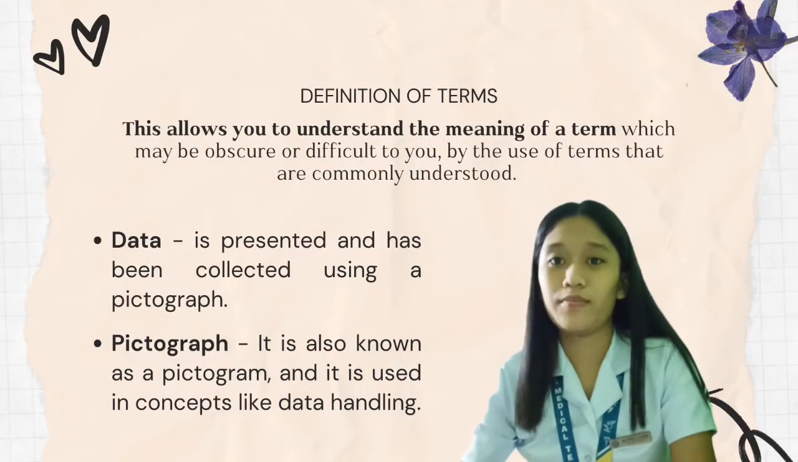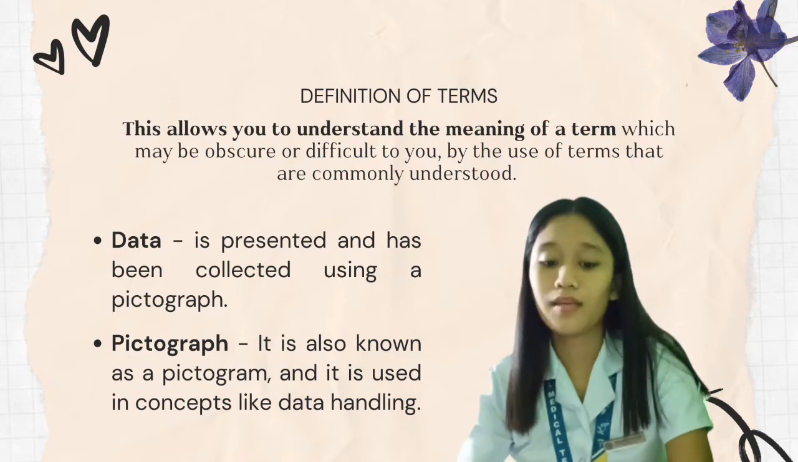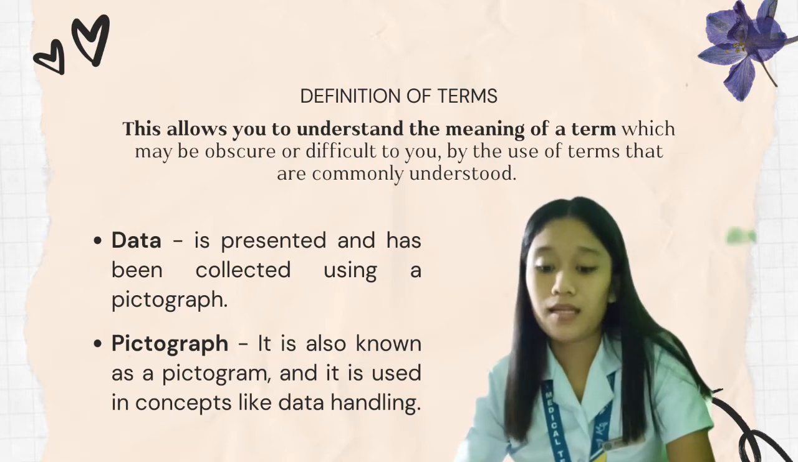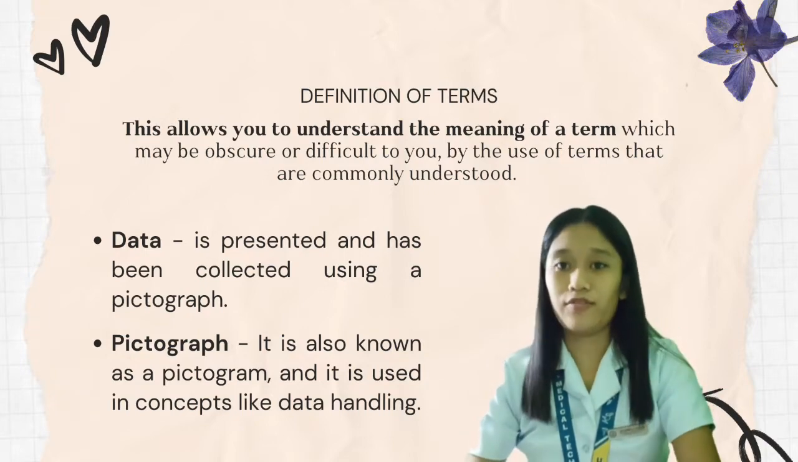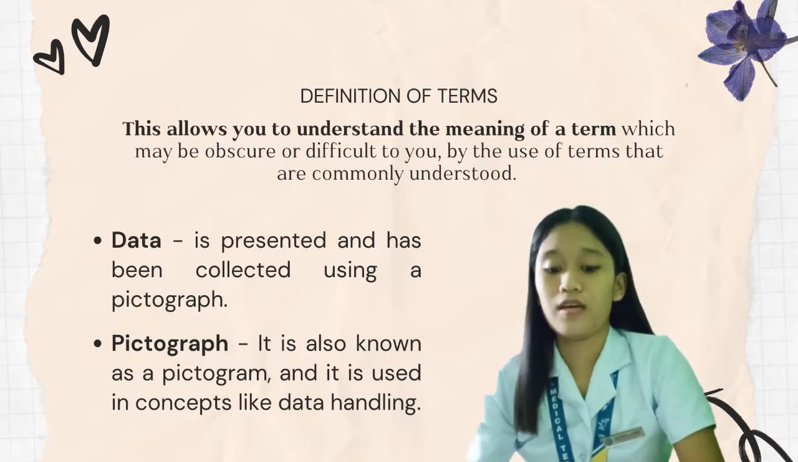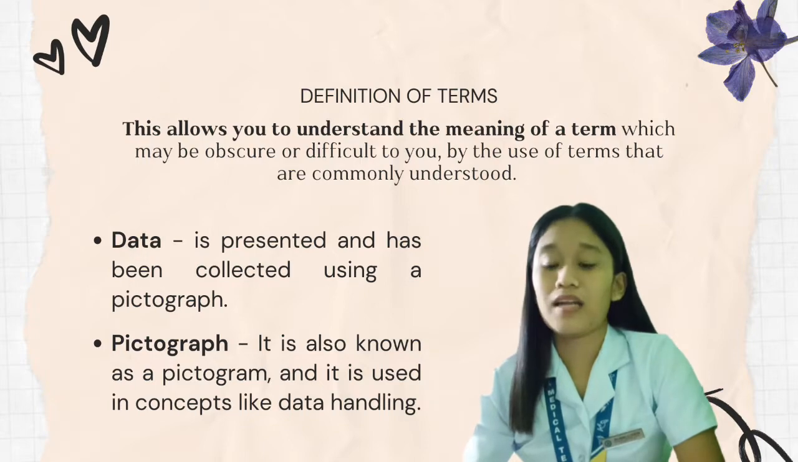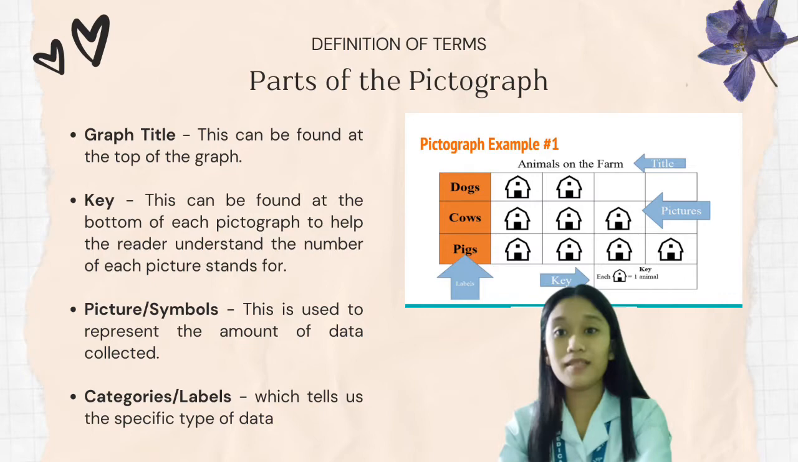For the definition of terms, we have data. Data is what is presented and has been collected using a pictograph. Next is pictograph. Pictograph, also known as a pictogram, is used in concepts like data handling. Let's start by looking at and recognizing the parts of a pictograph as follows.